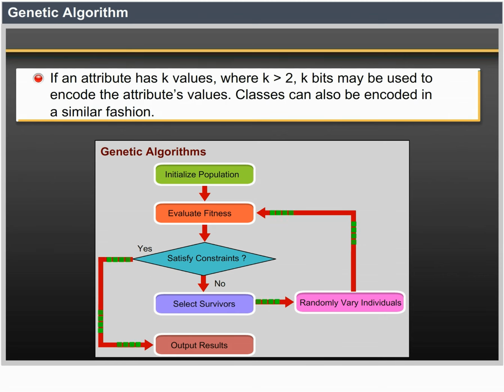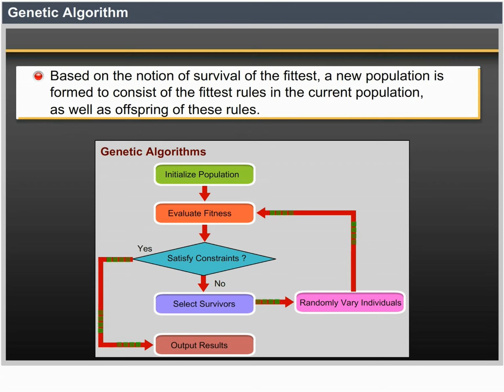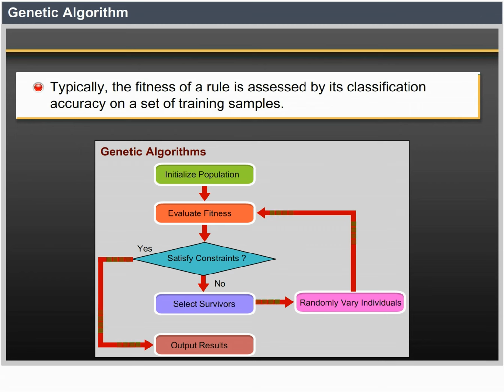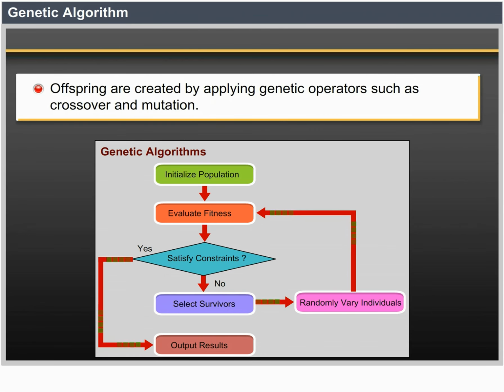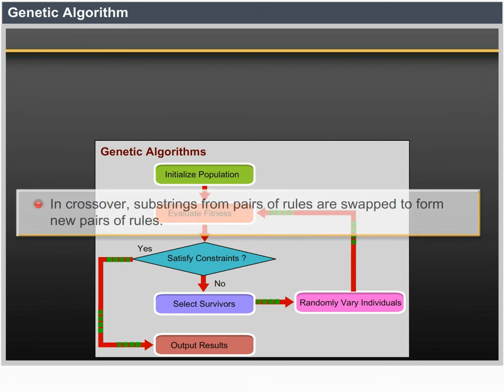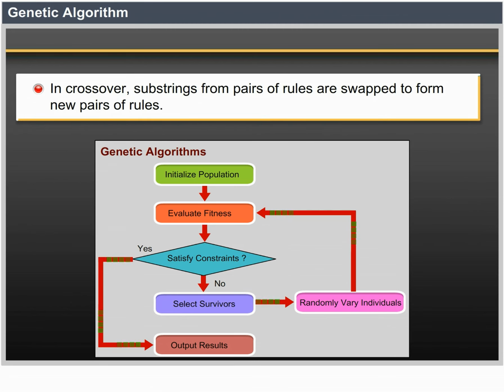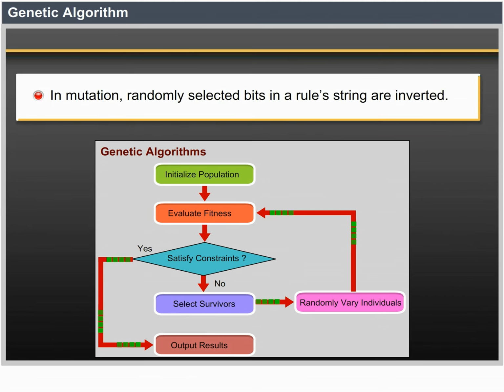Based on the notion of survival of the fittest, a new population is formed to consist of the fittest rules in the current population, as well as offspring of these rules. Typically, the fitness of a rule is assessed by its classification accuracy on a set of training samples. Offspring are created by applying genetic operators such as crossover and mutation. In crossover, substrings from pairs of rules are swapped to form new pairs of rules. In mutation, randomly selected bits in a rule string are inverted.